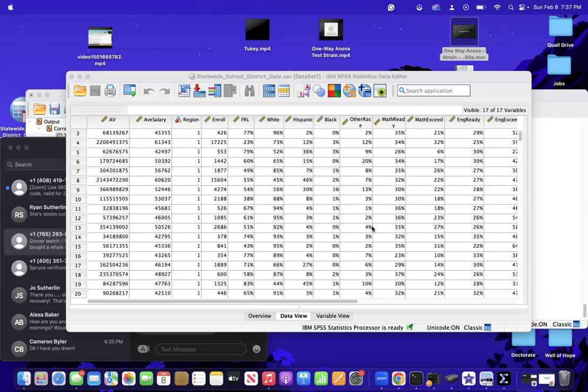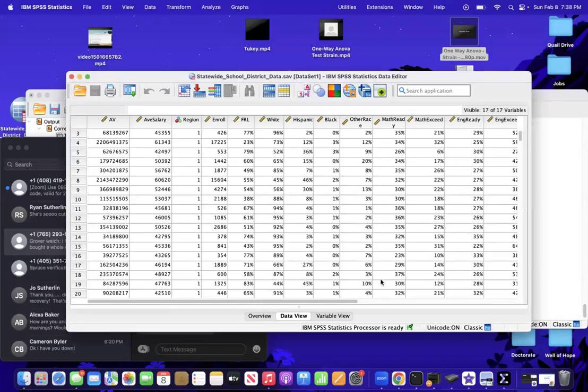Hello, it is Michelle Strain, and today we're going to take a look at the question: is there a significant relationship between the free and reduced lunch percentage and the percentage of students scoring at the exceeding level in math? So our null hypothesis is that there's no significant relationship. And what we're going to do first is open our data set, which we've done right here.